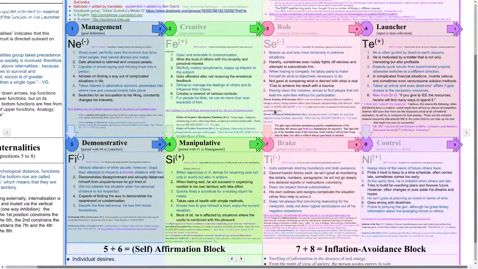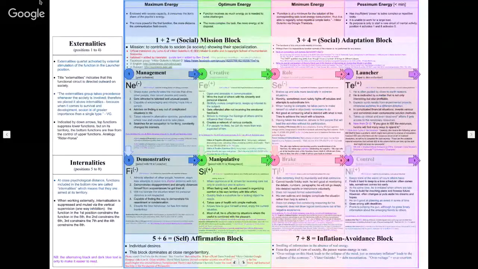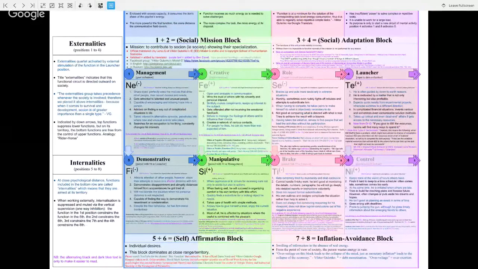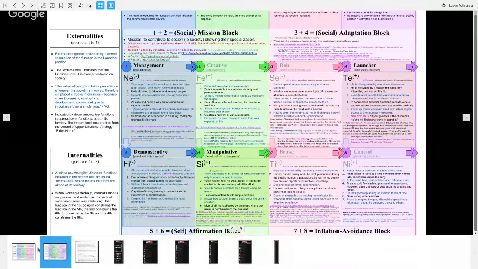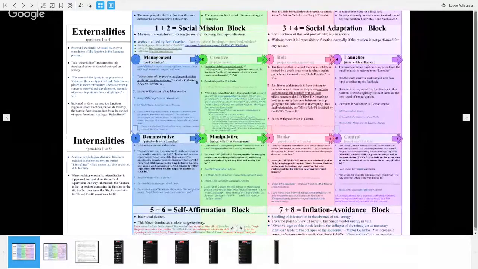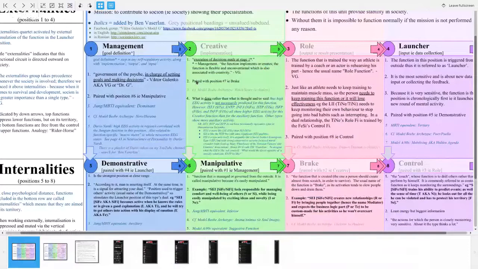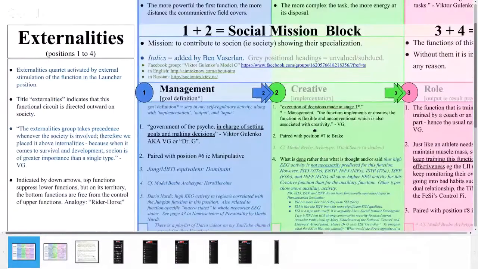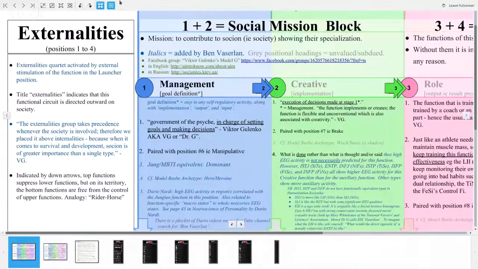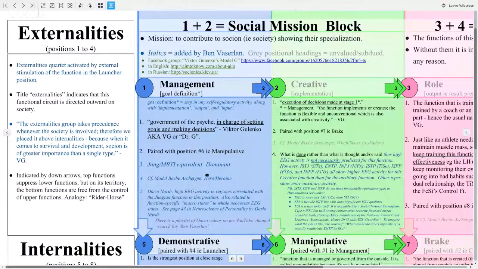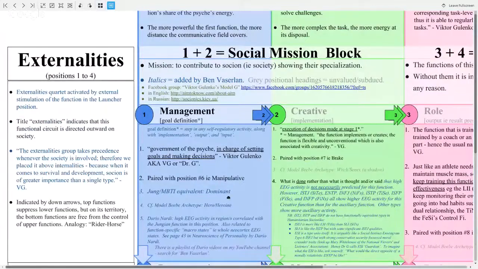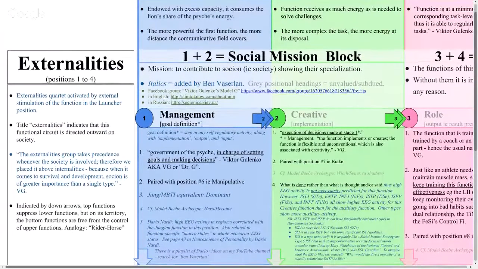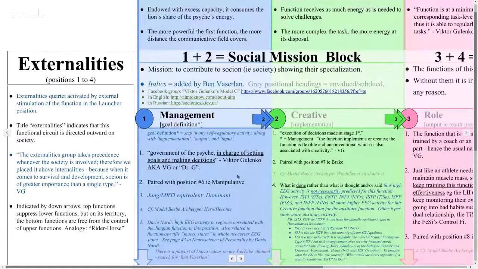What I'm going to do is show you the arrangement of the whole model, and we're just going to do it one at a time. So you have energy going across. Let's move that there. So we've got the social mission block. This works together, and you'll see how it works together in a moment.